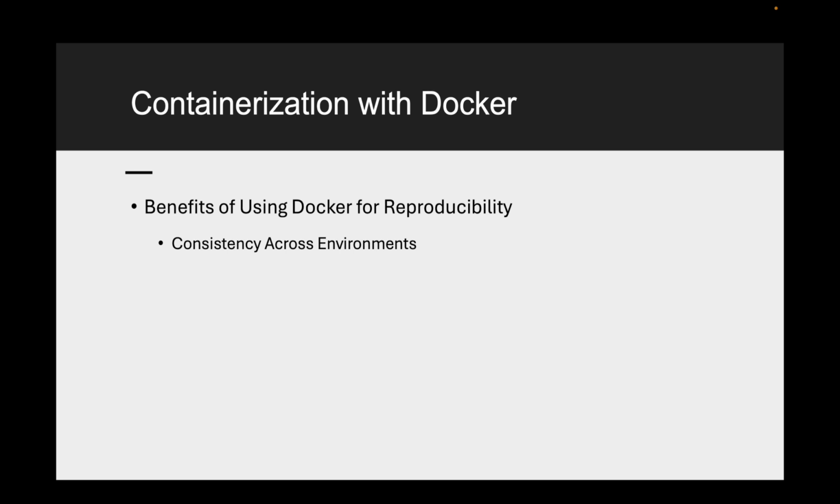No more "works on my machine" issues. Dependency management: Docker handles all the dependencies, be it Python libraries or system packages, within a single image, avoiding version conflicts. And scalability and portability: Docker containers can be easily scaled across different environments, including cloud providers like AWS, GCP, and Azure.